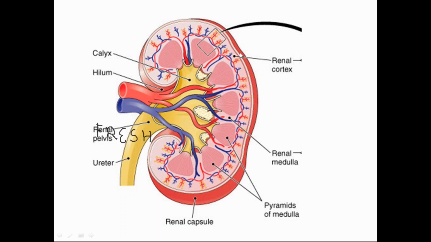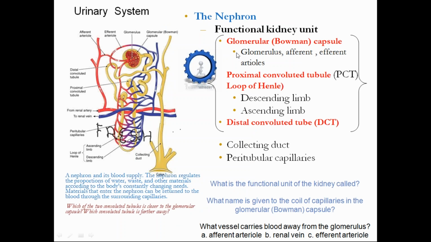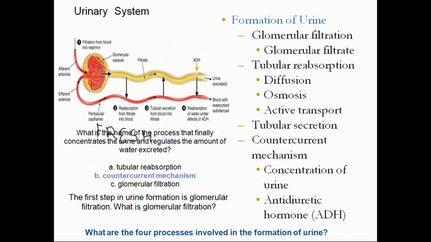All right, so let's see. We are going to talk about the nephron now. The nephron is the functional unit of the kidney, and we need to know the components of the nephron. Here we have the nephron, which is composed of, can you see these vessels?